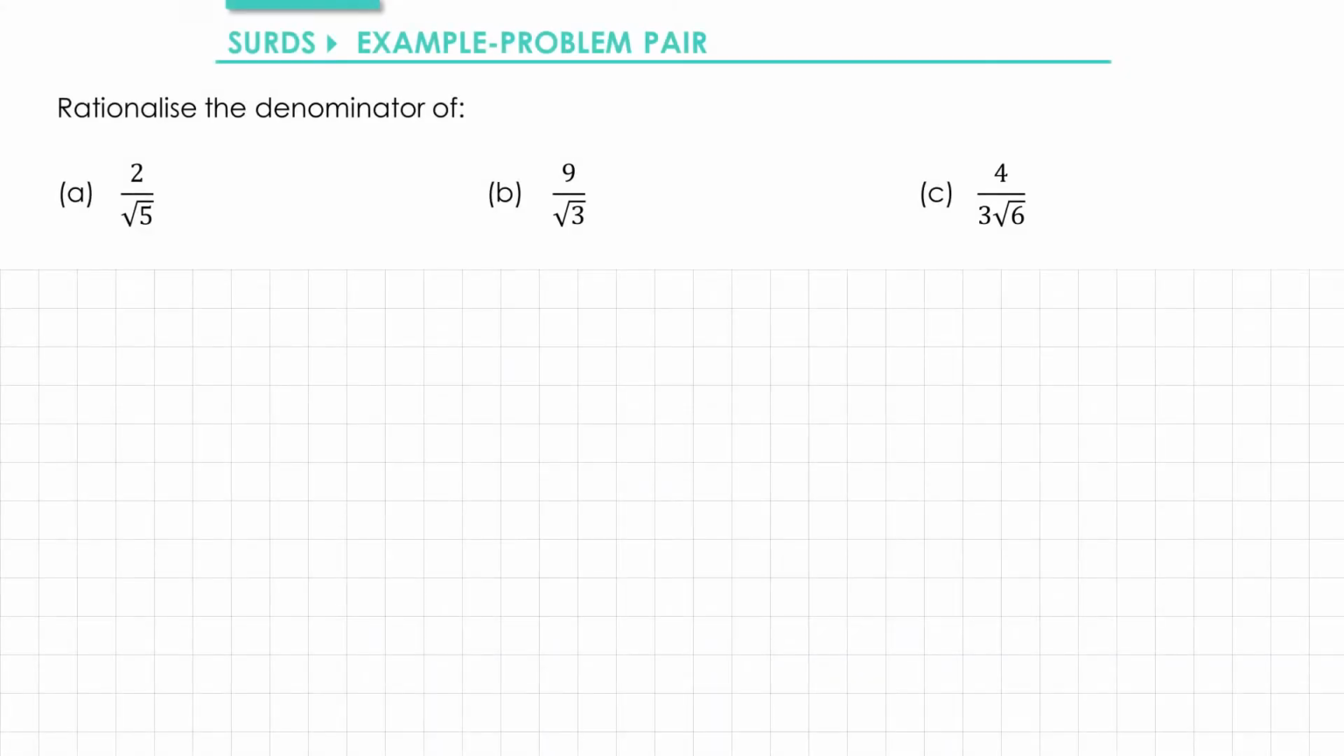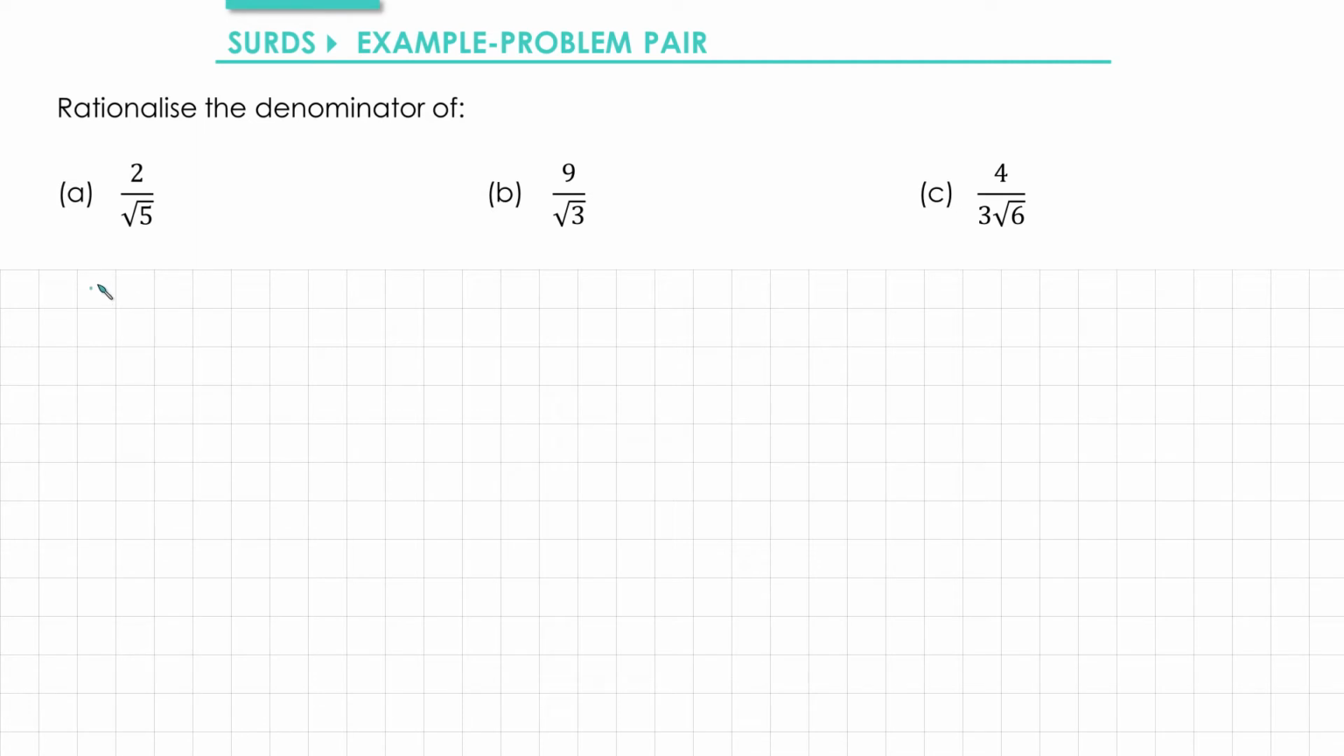Okay, in this example, we're going to be looking at some simple cases of rationalising the denominator. So the denominator is the bottom of the fraction, and to rationalise it means make the denominator a rational number, where a rational number is anything you can express as a fraction. Currently, root 5 is a surd, which cannot be expressed as a fraction.